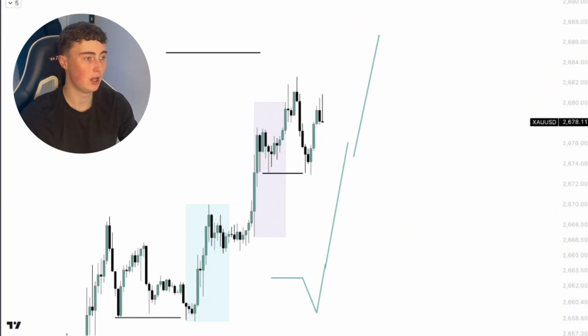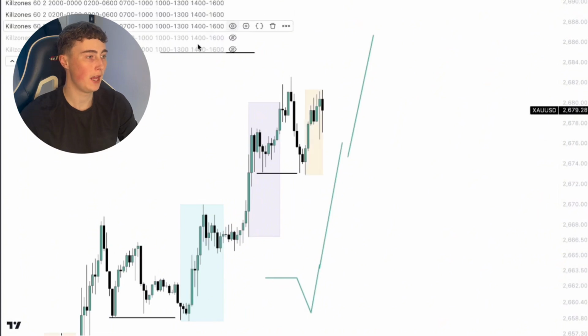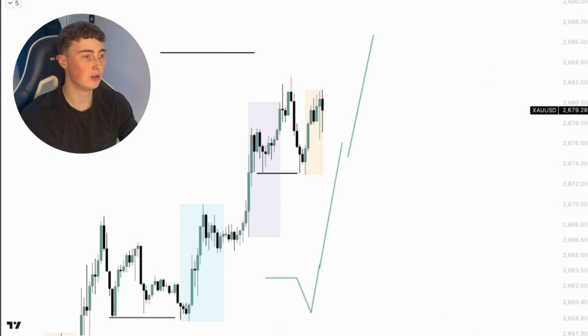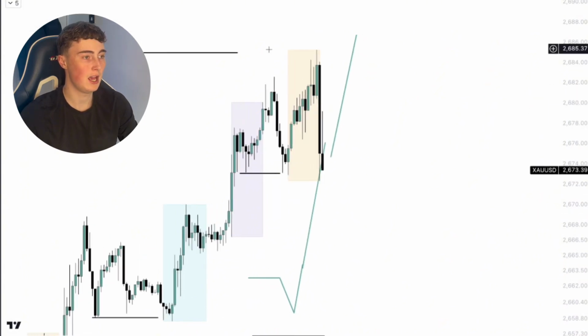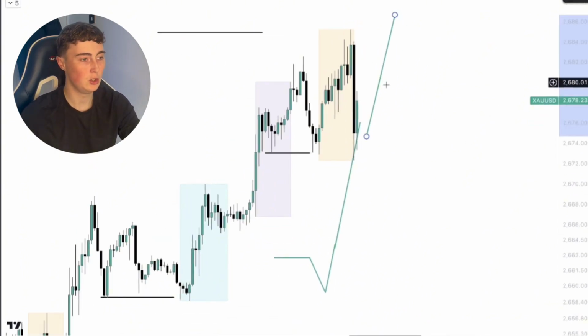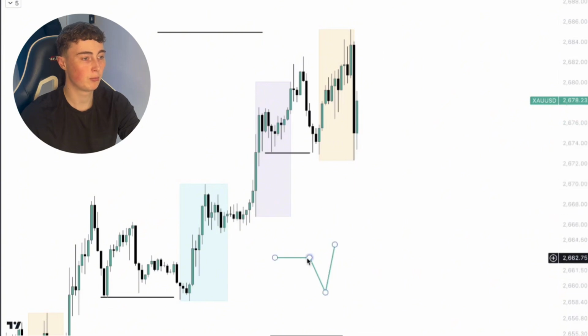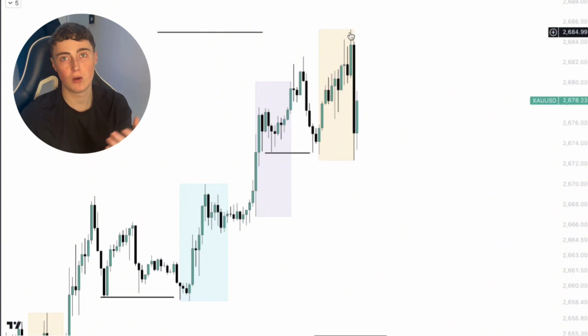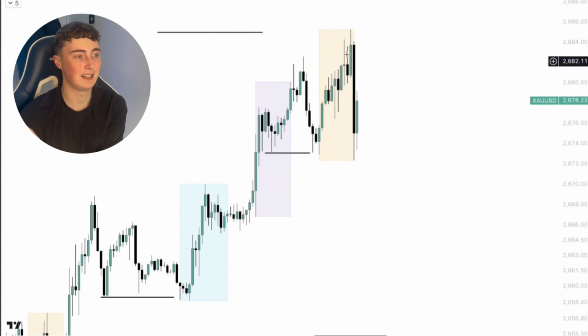And if I play this out, let me put in the kill zone. If I play this out, you can see that it is New York that continues the expansion and reaches the target here. And you can see just how accurate these timings and the use of these kill zones are, because price reached the target at the end of the kill zone. Once the kill zone had expanded and done what we're anticipating, that's when we get that retracement at the end of the day.